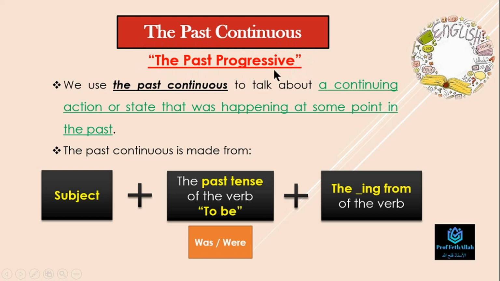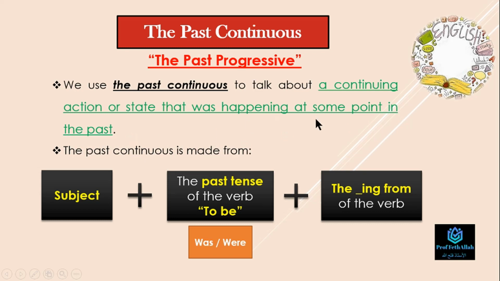The past continuous or the past progressive, it's the same thing. It is used to talk about a continuing action or state that was happening at some point in the past.